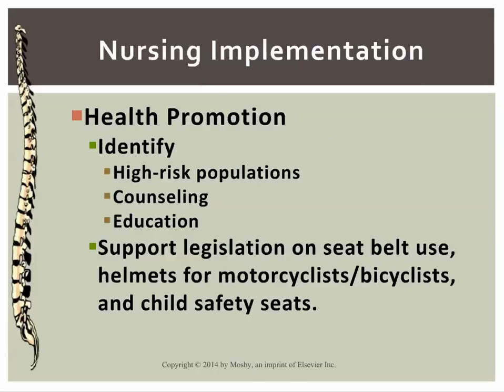Nursing interventions for the prevention of a spinal cord injury include identification of high-risk populations, counseling, and teaching. Supportive legislation related to seatbelt use in cars, helmets for motorcyclists and bicyclists, child safety seats, and tougher penalties for drunk driving offenses is a professional responsibility.